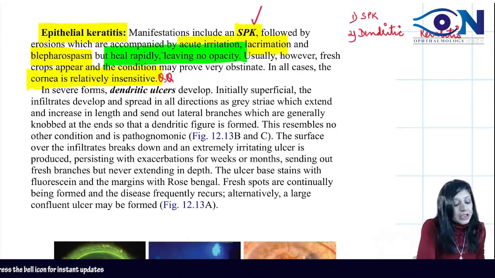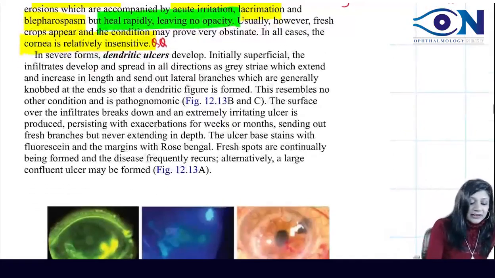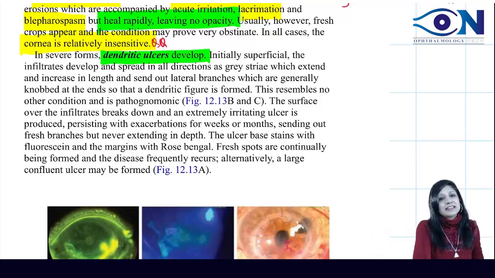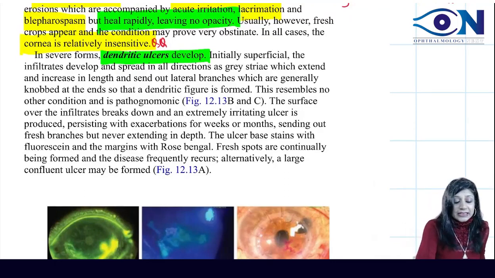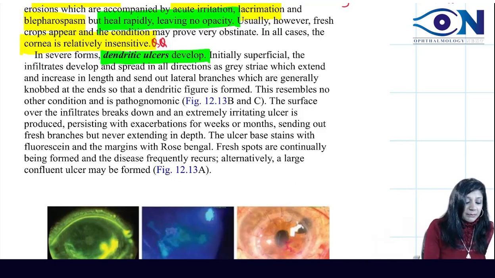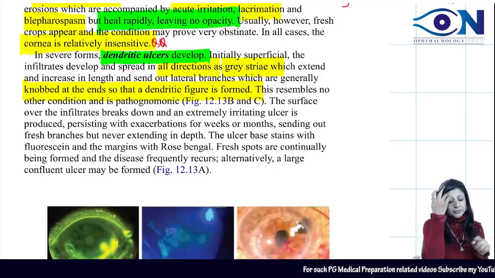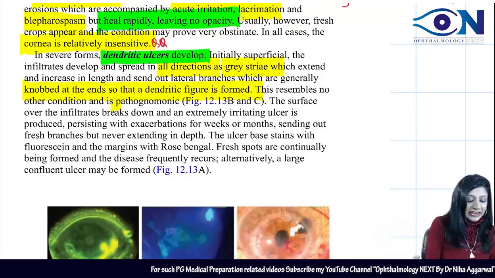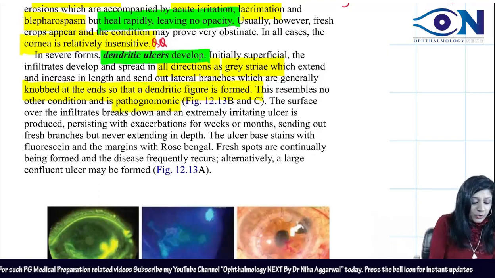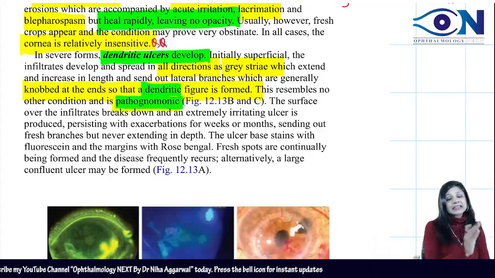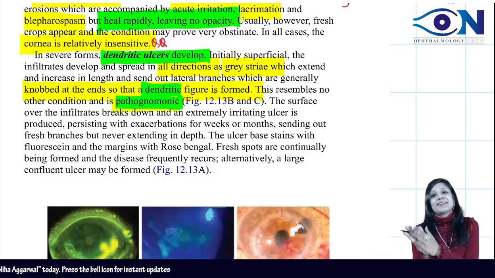That is also there. Now, in the severe forms, when it is causing dendritic ulcers, you cannot forget dendritic ulcers in cases of viral keratitis. That is unavoidable. Initially superficial, the infiltrates develop and spread in all directions as a gray stria. They increase in length, ascending the lateral branches and knobbed at the end. So a dendritic figure, a tree-like arborizing pattern, is formed. This resembles no other condition and it is pathognomonic. It's very, very important. You cannot forget herpes dendritic keratitis, right?